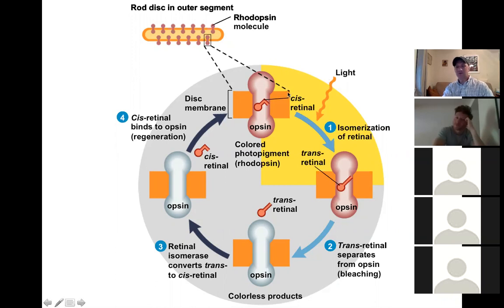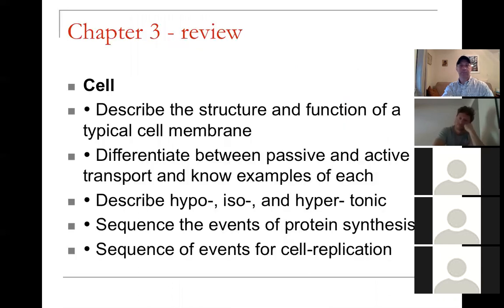So the take-home message here is we have an opsin, we have a retinal. This is part of our rhodopsin molecule. By light striking it, you isomerize that retinal so it becomes trans-retinal, and the retinal isomerase is what converts it back. And this is actually how you make sure your photoreceptors do not become light-saturated.